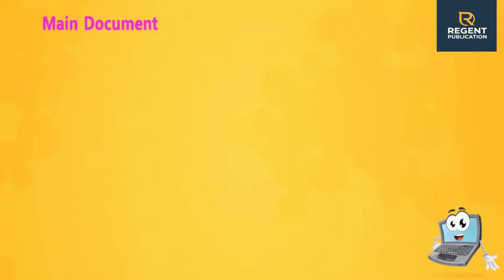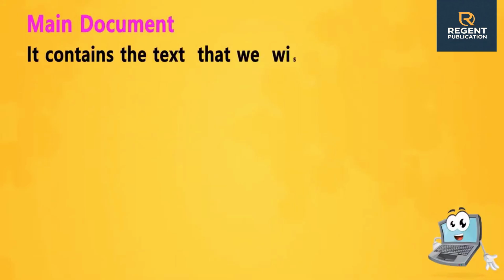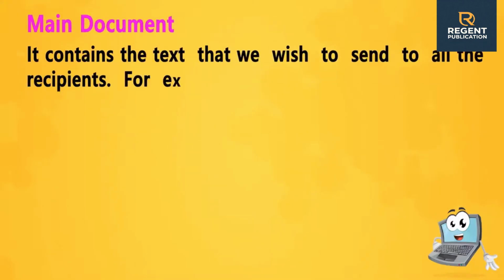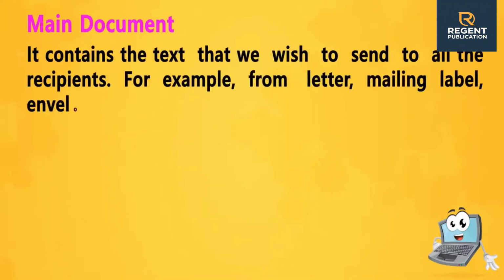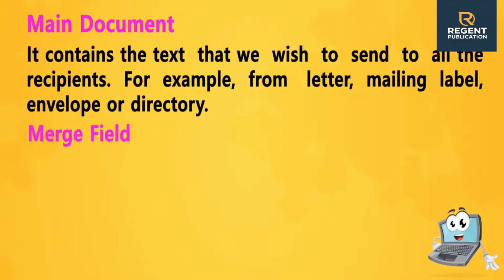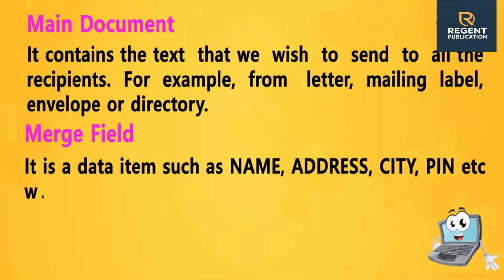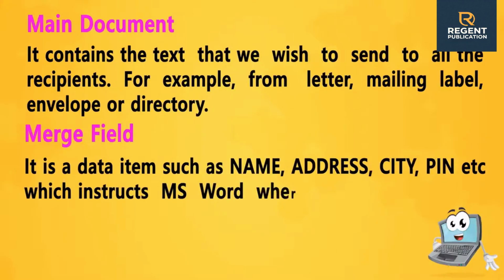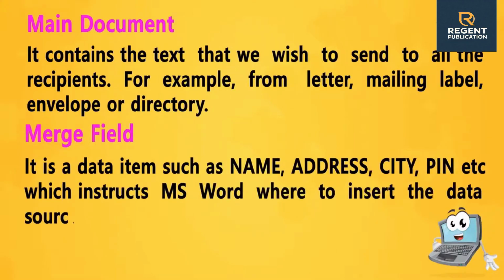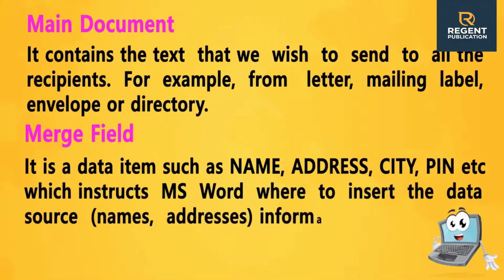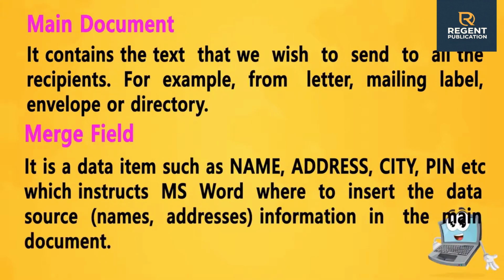Main document. It contains the text that we wish to send to all the recipients, for example, a form letter, mailing label, envelope, or directory. Merge field. It is a data item such as name, address, city, PIN, etc., which instructs MS Word where to insert the data source names, addresses, and information in the main document.